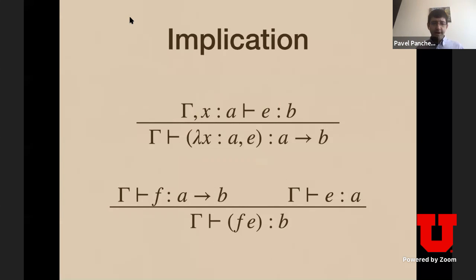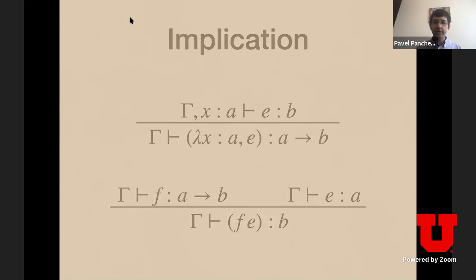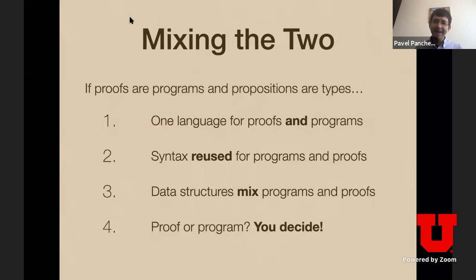Once we had these proof terms, we started looking at them and we realized that they looked a lot like the terms in our ordinary programming languages. And that gave us this idea that I called propositions as types, which is that you could have one language that would include both proofs and programs: proofs that prove certain propositions and programs that compute certain values. And the neat thing with having one language for these is that you could have syntax like lambdas that would be reused for both programs and proofs, and data structures that could mix programs and proofs in between them.